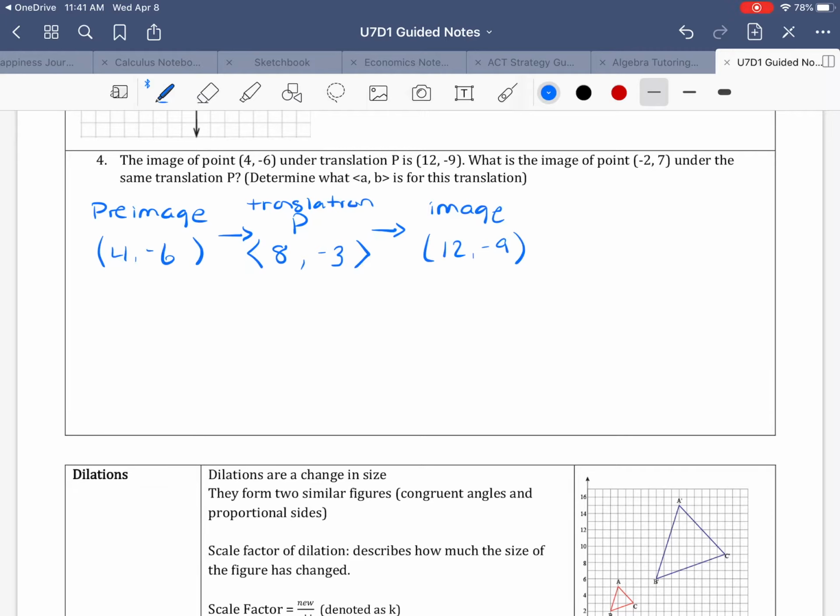So it's asking if it goes through that same translation, that same rule, then what is the image if our pre-image is negative 2, 7? Well, then it's going to go through that same rule, 8, negative 3. And then we're going to get negative 2 plus 8, and then 7 plus a negative 3. We end up with 6 and 4. So the answer to this, the image of point negative 2, 7 under the same translation P, is 6, 4.